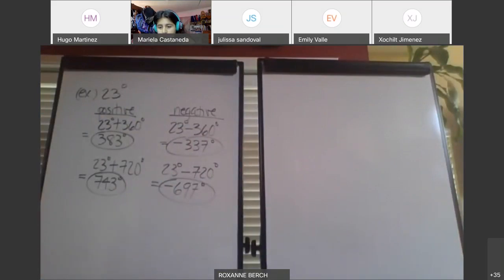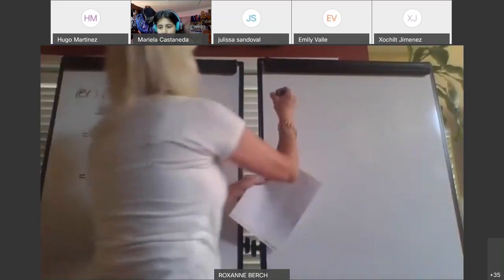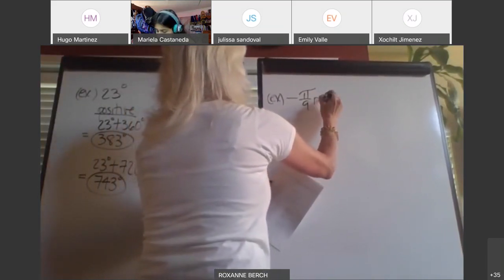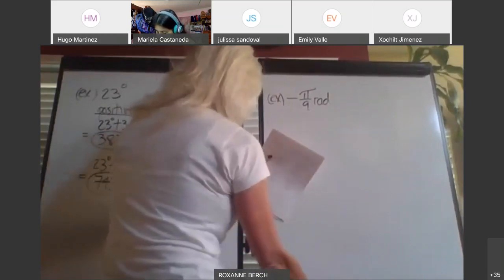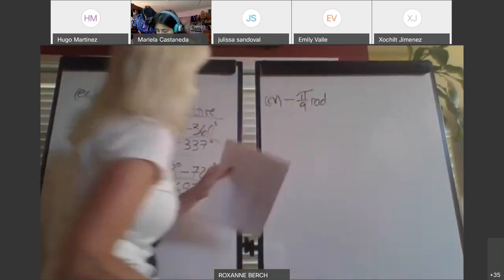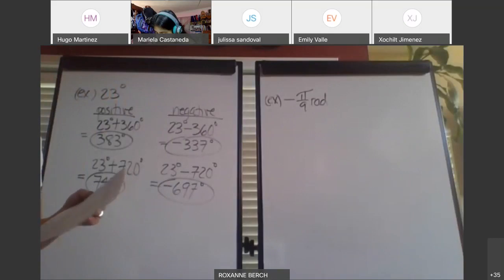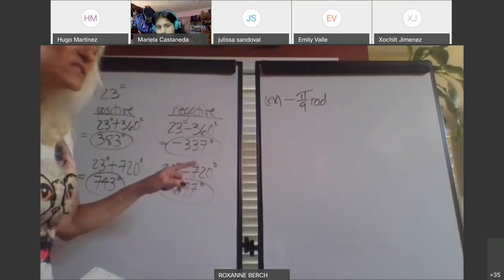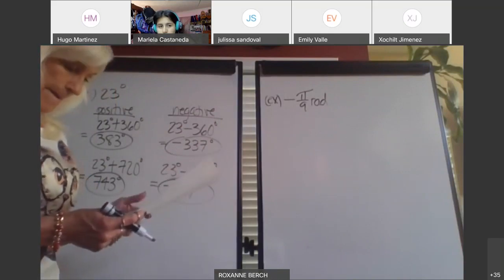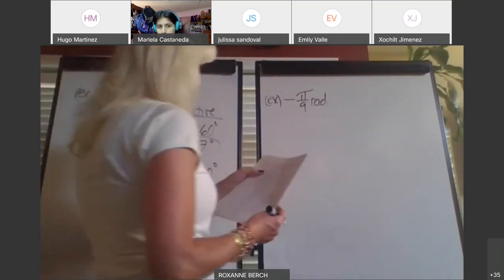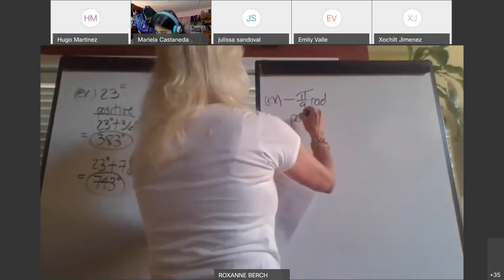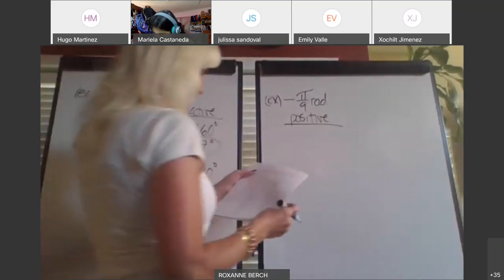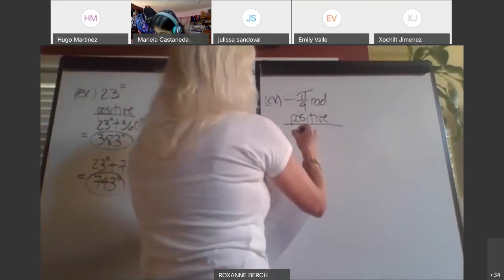Let's do one in radians. Negative pi over 9 radians. So if we graph this, we would divide the bottom into 9 equal parts. But we're not doing that. We just want to find 2 positive and 2 negative coterminal angles. So with this, what could we do?